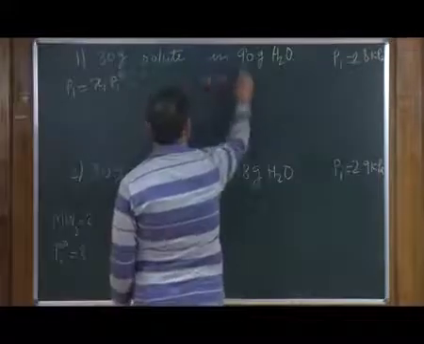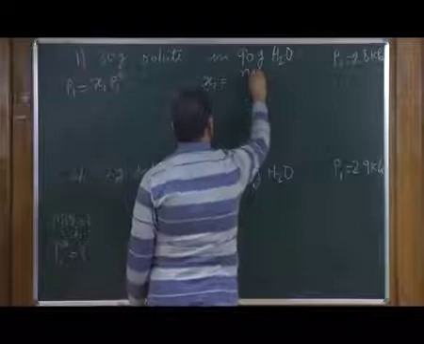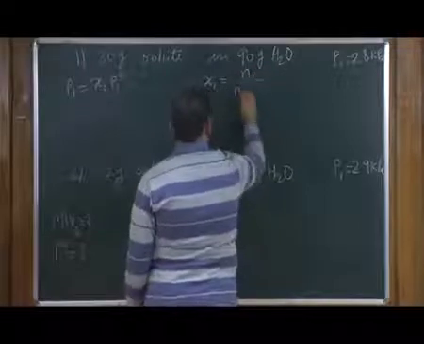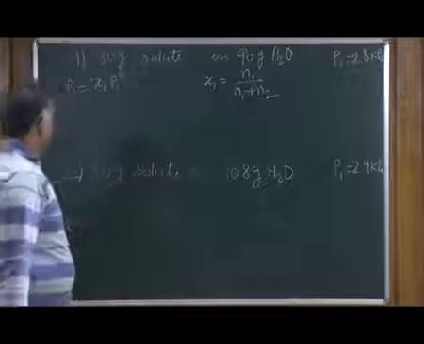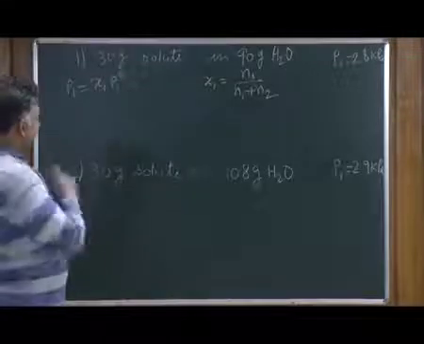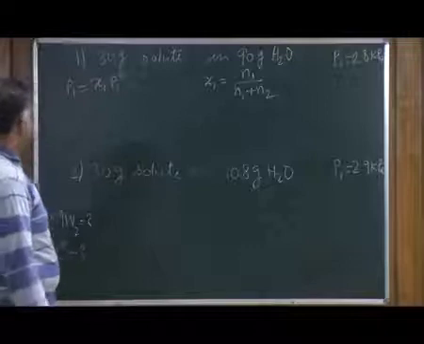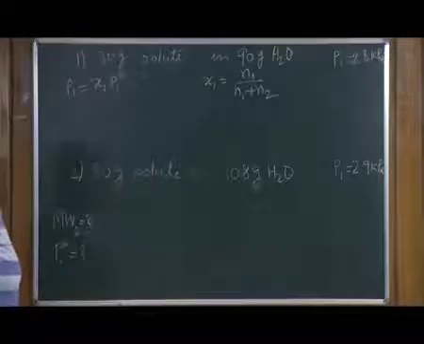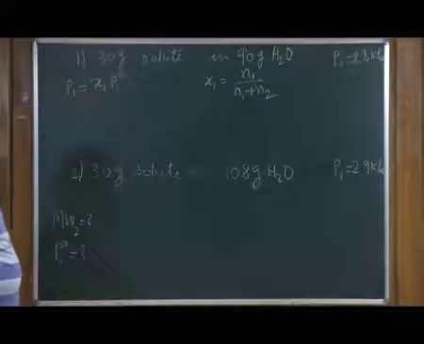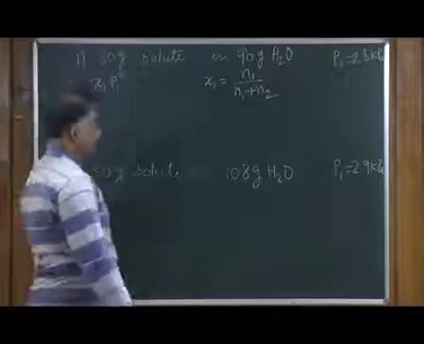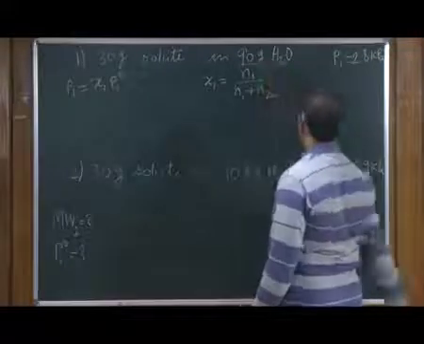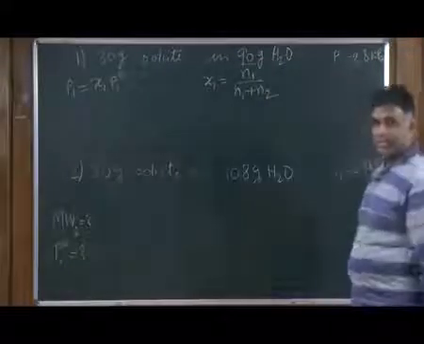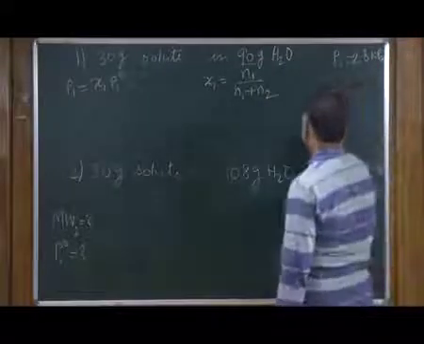x1 is moles of component 1 divided by total moles. Binary system, only 2 components. Okay, and we are given only masses. So, we need to convert this information, the mass given, to moles. Okay. So, 90 gram of water. So, the molecular weight of water is 18. So, we have simply 5 moles. So, N1 is 5.